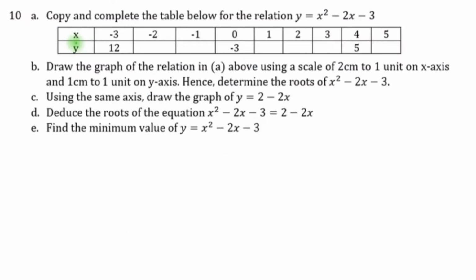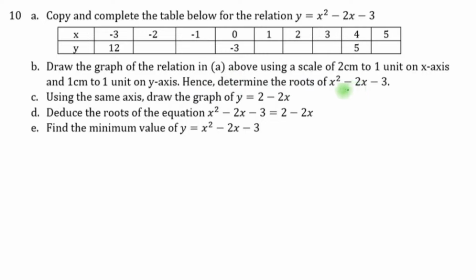Here in this question on graphical solution to quadratic equations, we are asked to copy and complete the table below for the relation y is equal to x squared minus 2x minus 3. You can see this here is a table that we are to copy and complete. Then after doing that, we are to draw the graph of the relation using a scale of 2 centimeters to 1 unit on the x-axis and 1 centimeter to 1 unit on the y-axis. So our work is simplified because we're already given the scale to use.